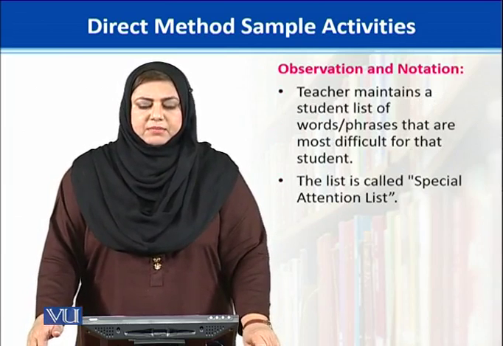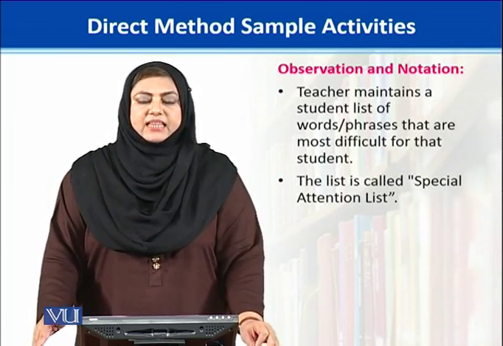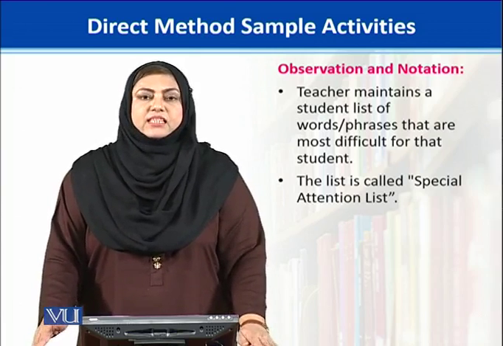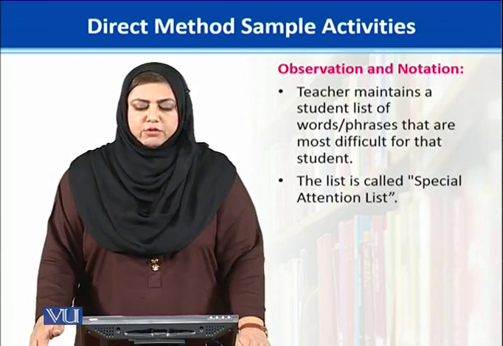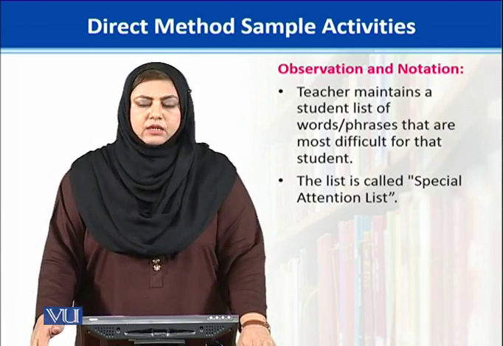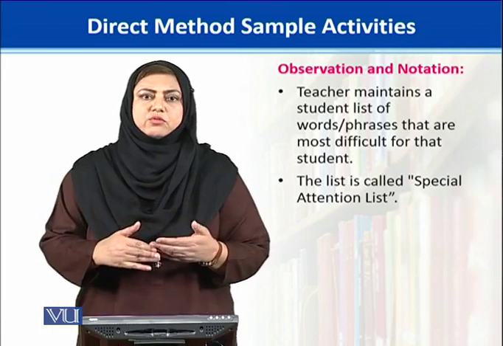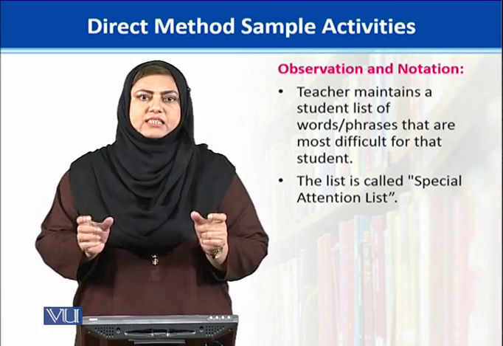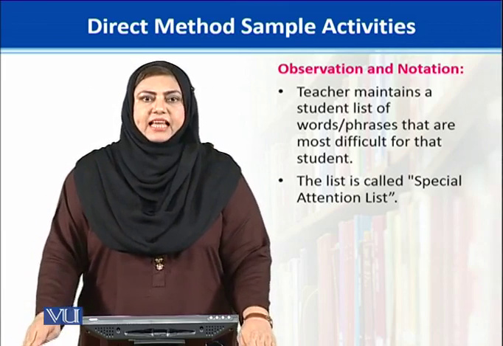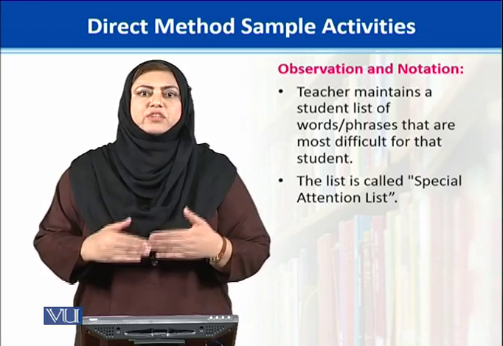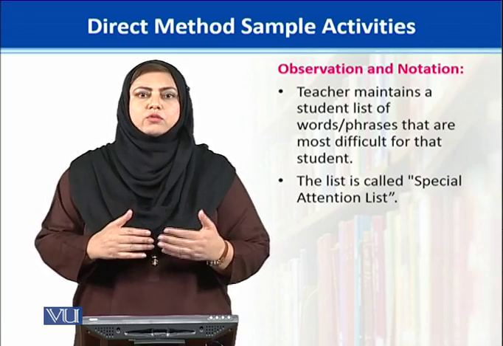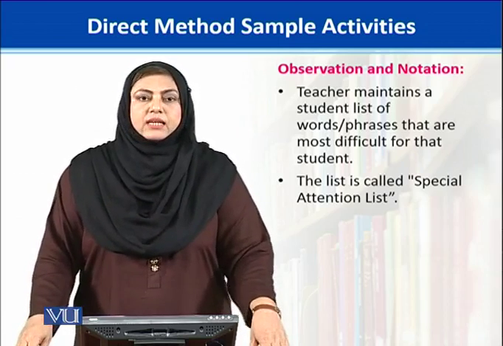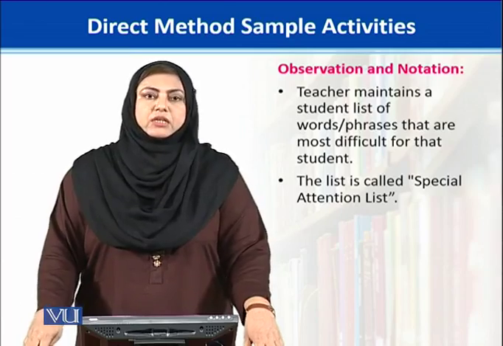The last key element that I would like to talk about when it comes to designing activities for the direct method is the use of observation and notation. The teacher maintains a student's list of words or phrases that are most difficult for a certain student. So actually, by keeping a record of what is difficult or what is easy for a particular student, this helps the learner and the teacher both to move on to work on other activities in future. This kind of list is called a special attention list.